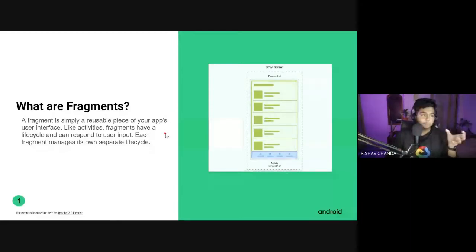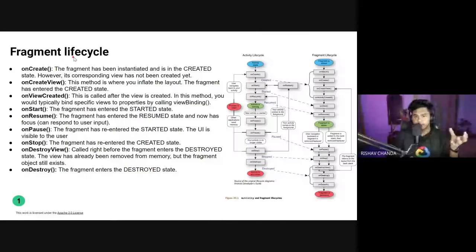So next is the fragment lifecycle. As I told you, a fragment has a different life cycle, which is maintained by itself, irrespective of the activity's life cycle. If you see on this side, we have the activity's life cycle, and on this side we have the fragment life cycle. When a fragment starts, the first thing that runs is onAttach. As I told you, in activities we call the fragment, so onAttach means we are calling the fragment to attach it to the activity. That is when onAttach works.